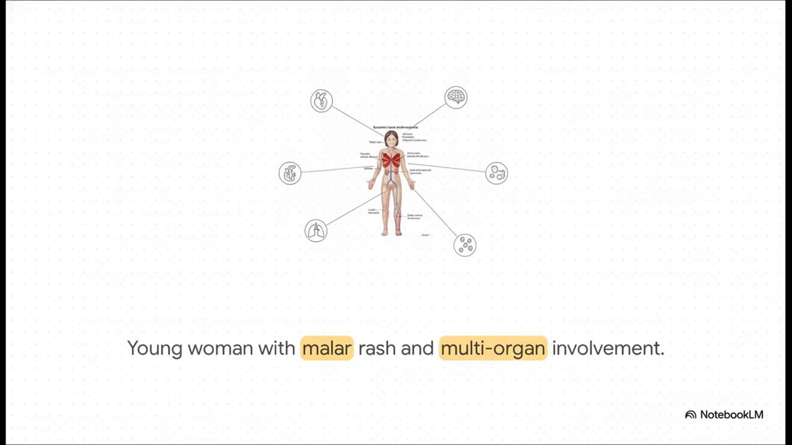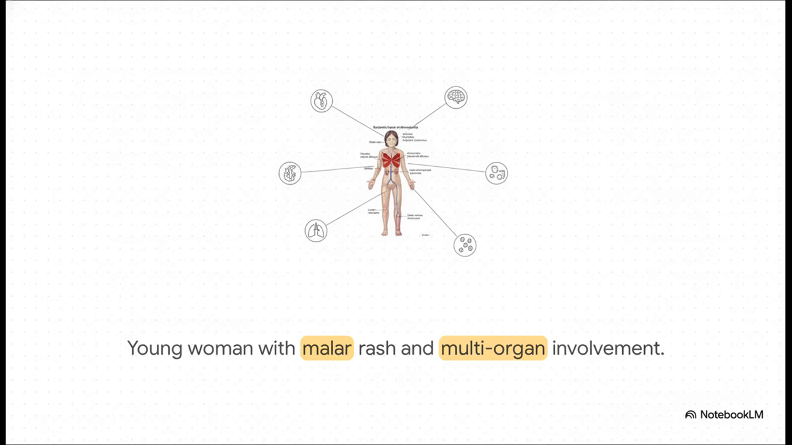Here's your recognition framework. When a test question describes a young woman presenting with a malar or discoid rash, severe photosensitivity, oral ulcers, and a bunch of systemic issues like pleuritis, pericarditis, cytopenias, renal disease, or even scary CNS stuff like seizures and cognitive dysfunction, anchor your diagnosis right on SLE.